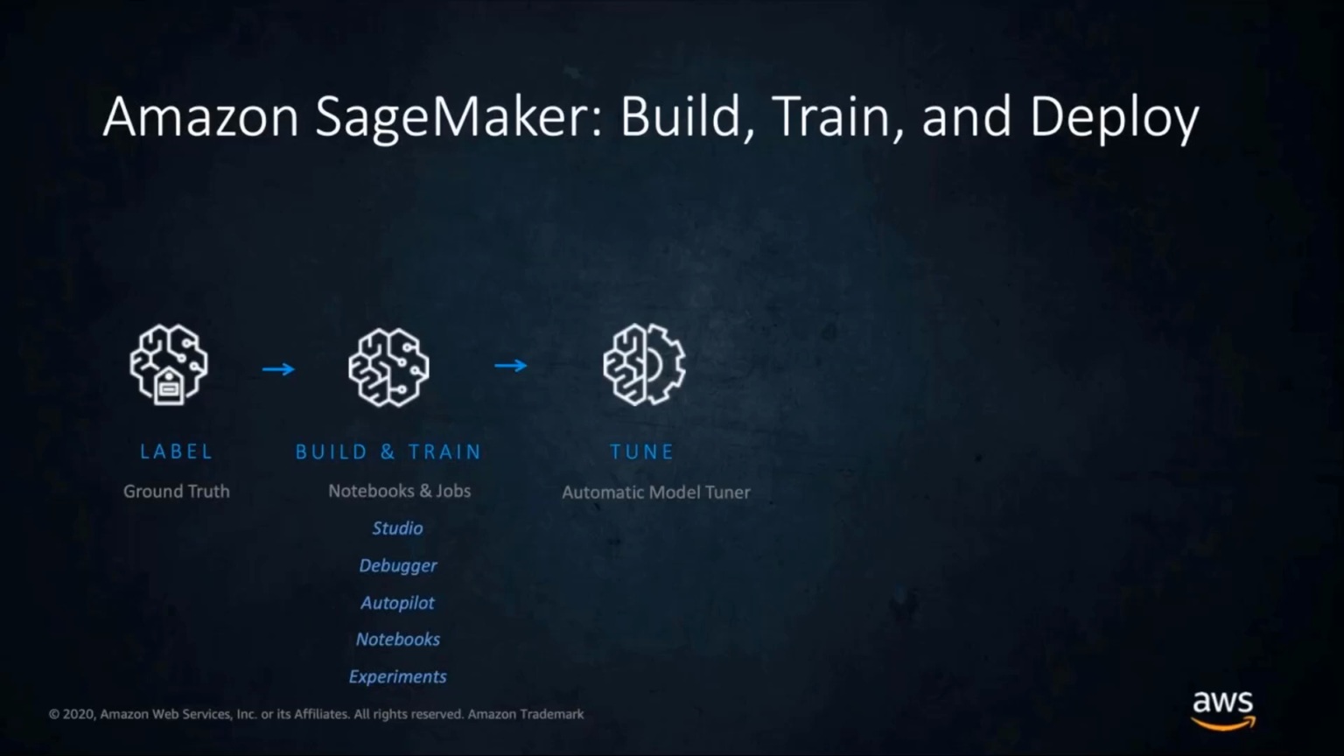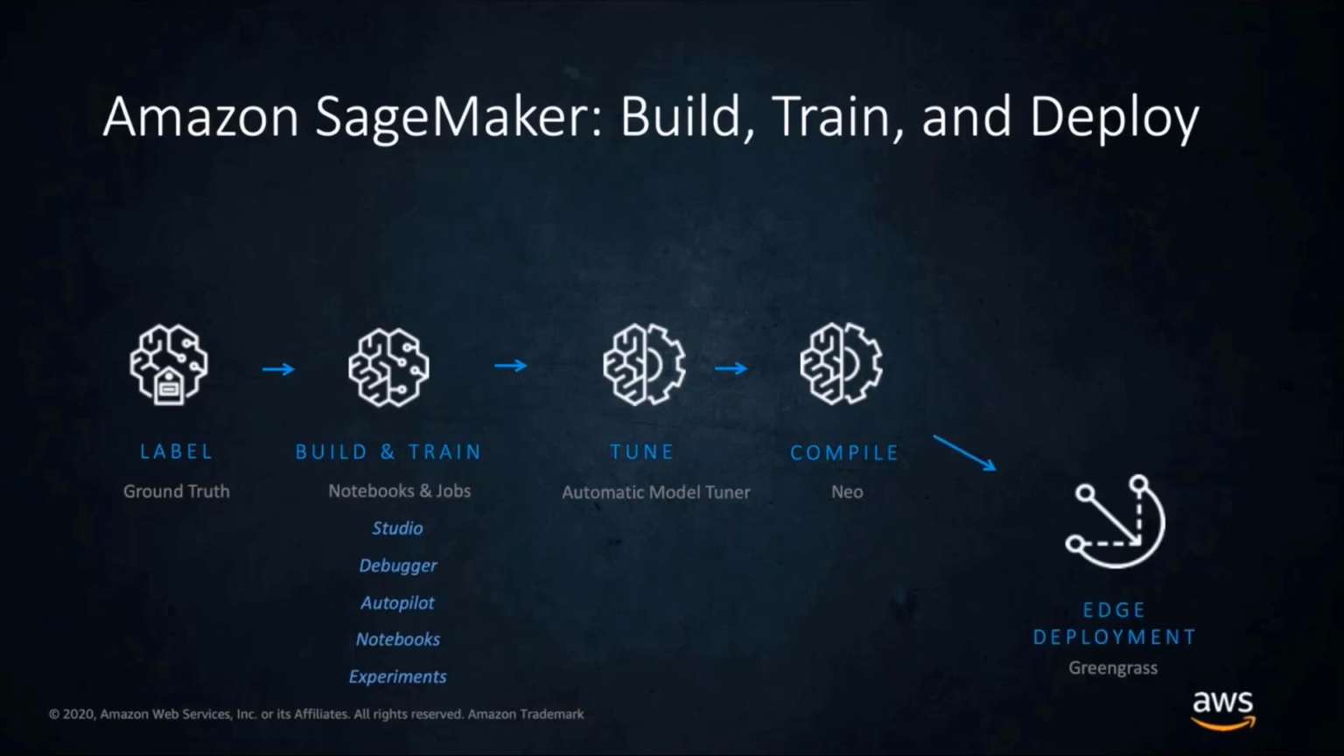Once we have trained a model, it's time to tune it. SageMaker provides a feature, Automatic Model Tuner, that does hyperparameter tuning. And hyperparameter tuning is a very important step because it can greatly improve the model performance and model accuracy. Once we have a tuned model, we can use SageMaker Neo to optimize our model for inference on a specific hardware target. And once we have an optimized model, we can either deploy it to the edge with Greengrass or deploy it to the cloud.